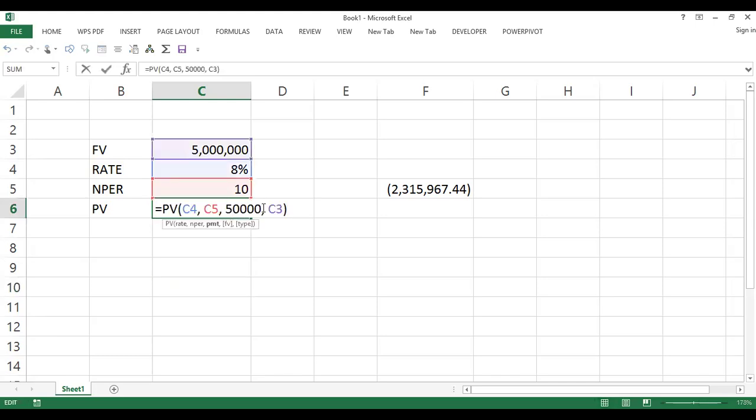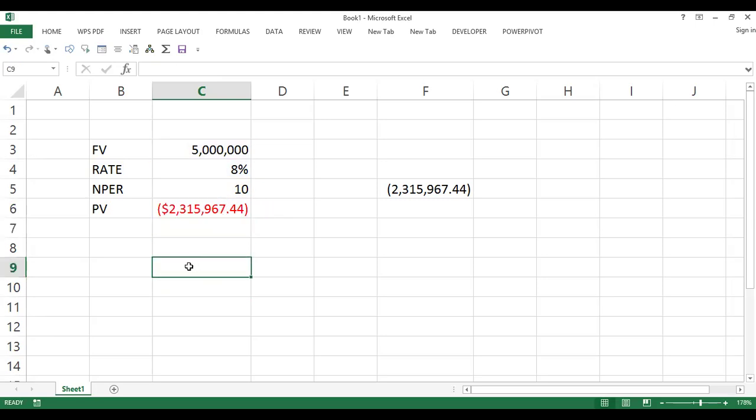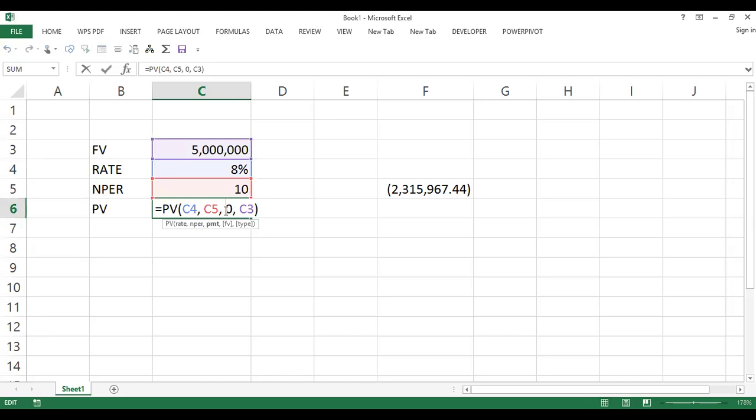Now, this payment is saying that when this is zero, what this means is that you just deposit this amount and wait. After 10 years, you come and cash this, get this.